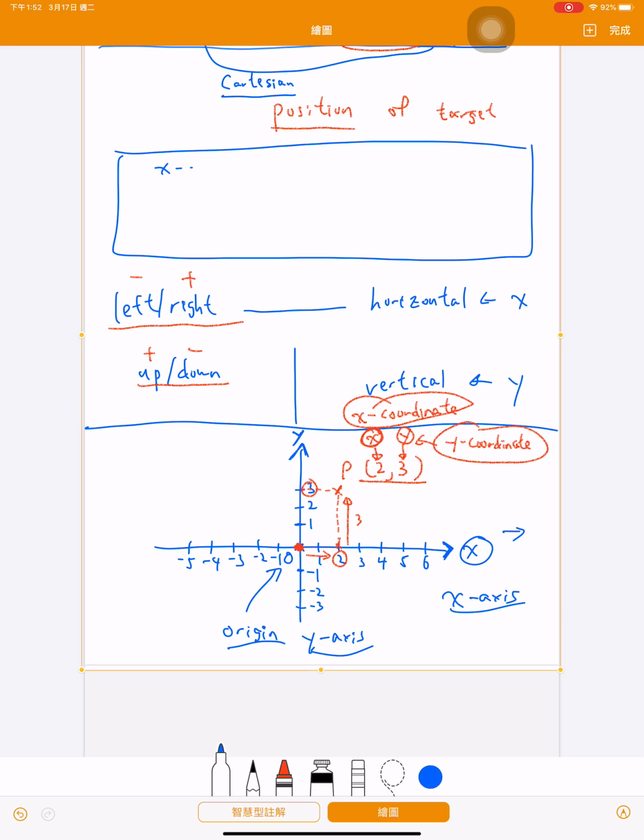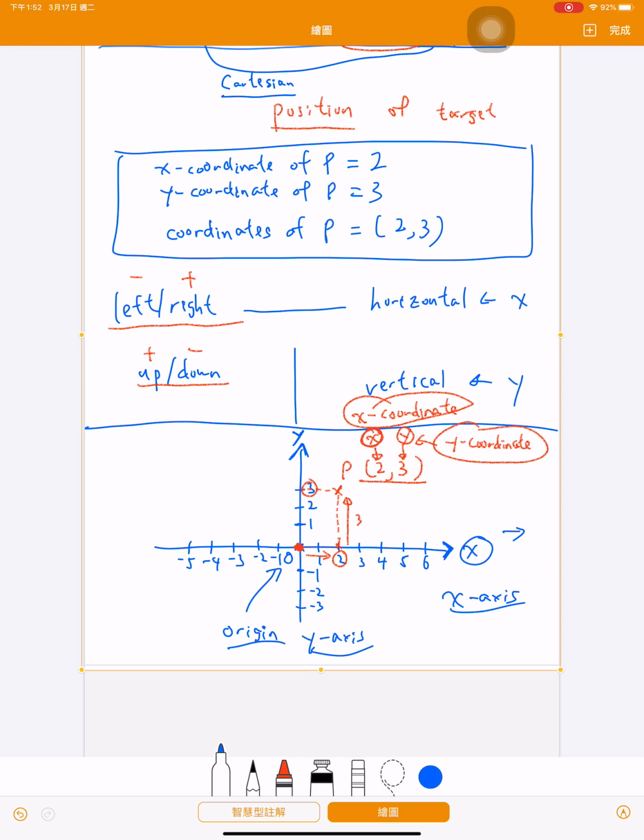The x coordinate of P is equal to 2, right? The y coordinate of P is equal to 3, right? When we want to say the whole coordinates, we just say coordinates of P, and then the whole coordinates consist of x and y, so we must use the ordered pair format. That is brackets 2, comma 3, close bracket.